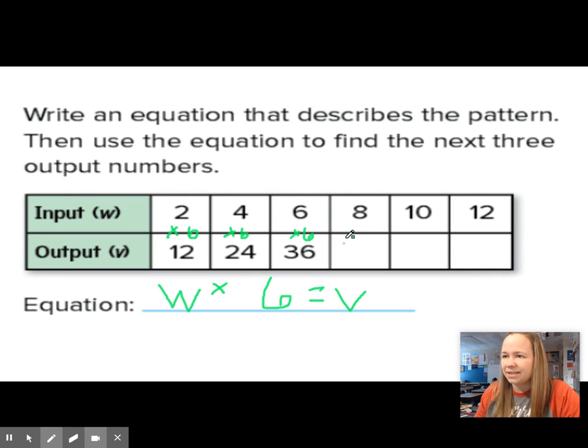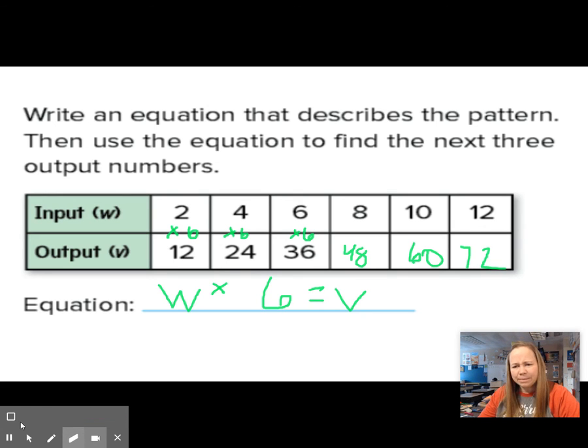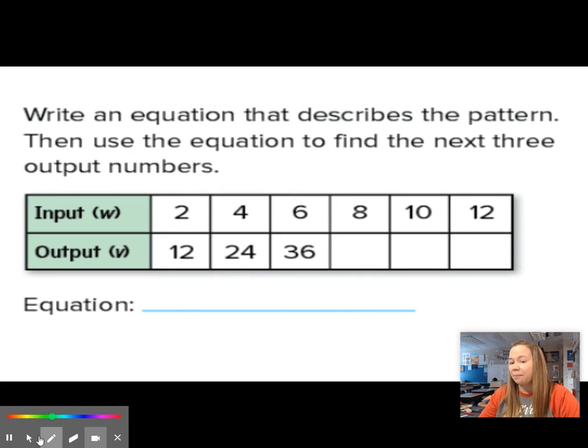Hey, this is the same as the last one, times 6. So 6 times 8 is 48. 6 times 10 is 60. 6 times 12 is, do you remember? 72. Okay, that's the same as the last one, but it doesn't look the same.